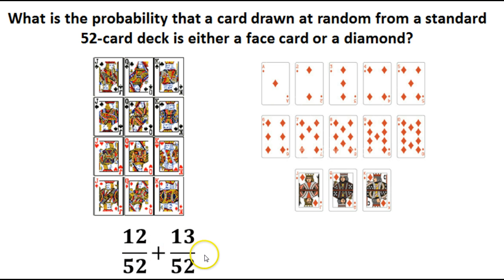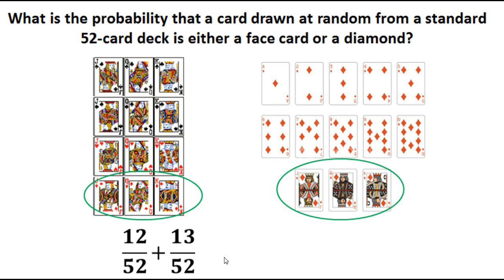Now we can't just add these two together because if we notice here, we have some duplicates. All of these and these are already marked over here and here. So we're counting them twice, if you will. So then we have to figure out how many duplicates we have and then subtract that from our total because we don't want to double count them.